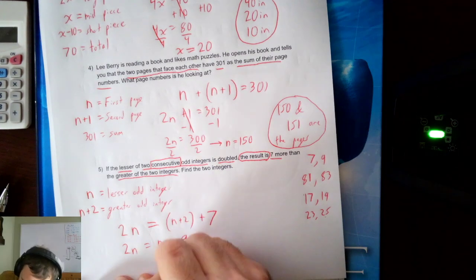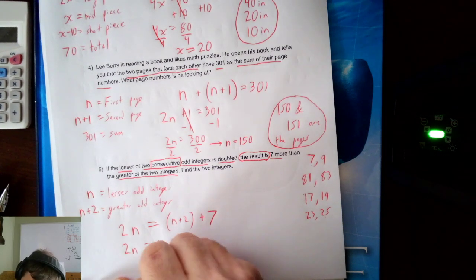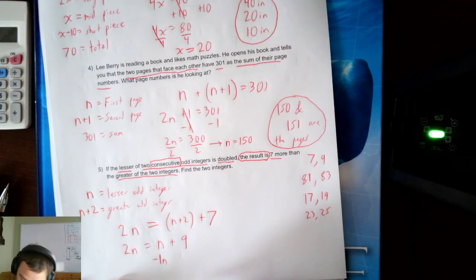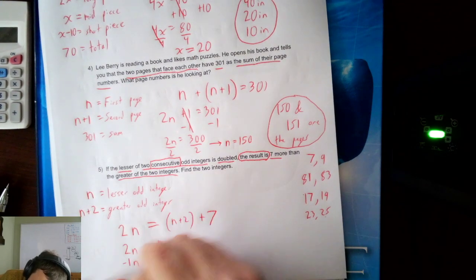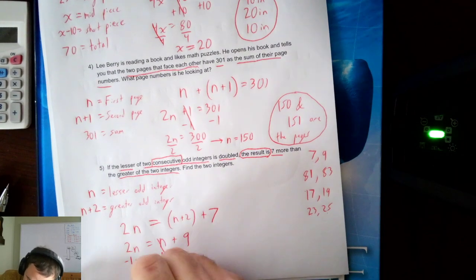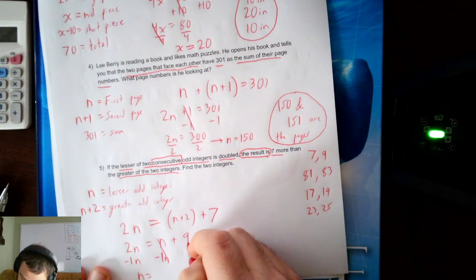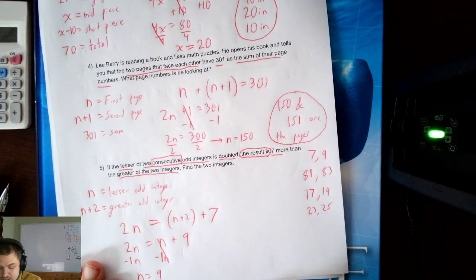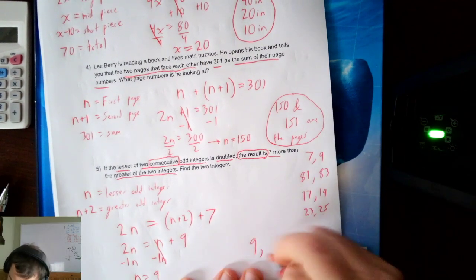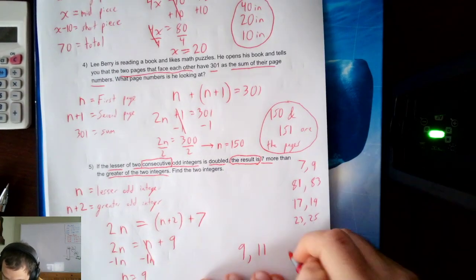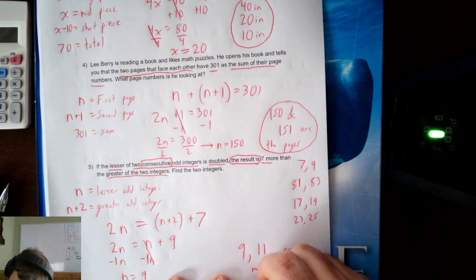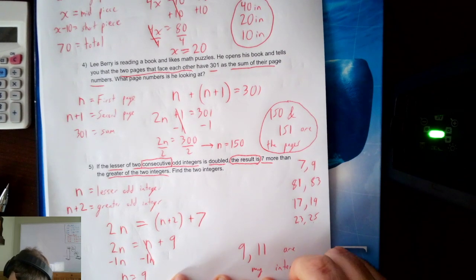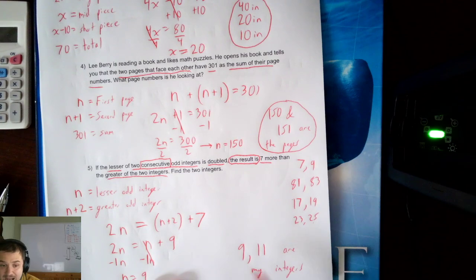Now, I can get my n's all on one side. I'm going to subtract 1n here, right? Remember, n is 1n. Minus 1n here is going to give me 2 minus 1 is just n equals 9. So I get 9 and 11 are my integers. Now, it's good we got odd numbers, right?